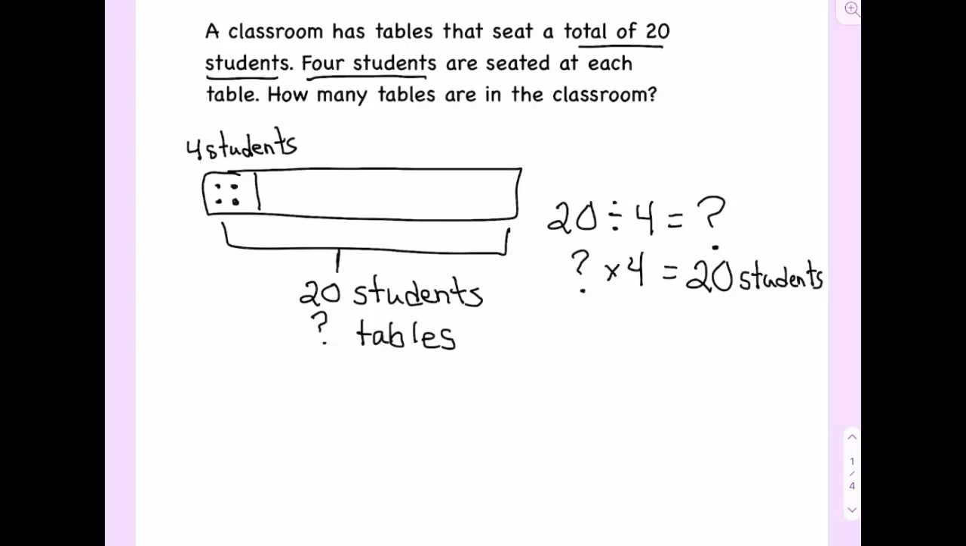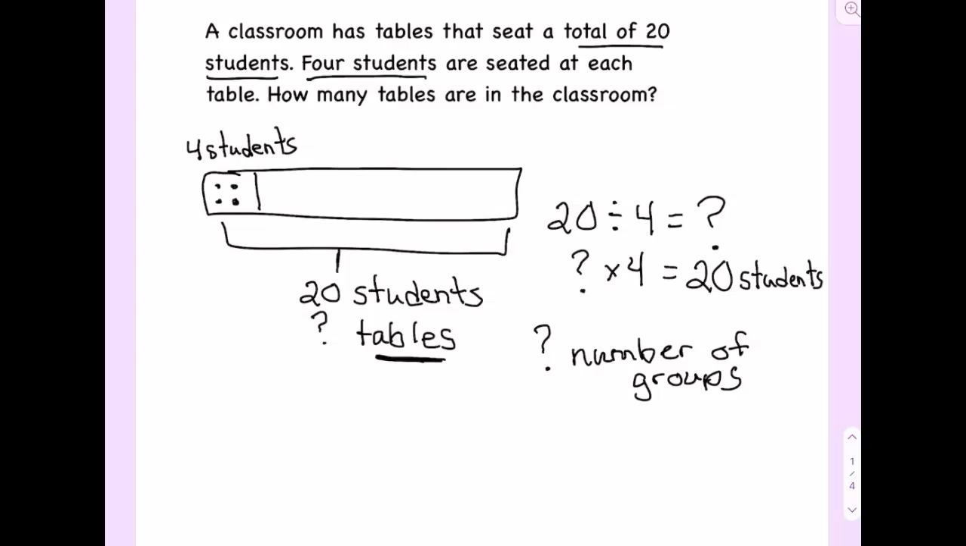In both of these equations, what does the unknown represent? Does it represent the total, the number of groups, or the size of the group? It represents the number of groups that we have. So both of the question marks are the number of groups that we have. And in this case, our groups are being measured in tables.